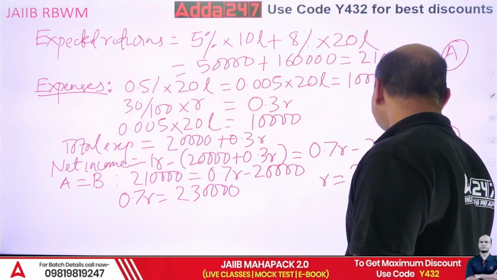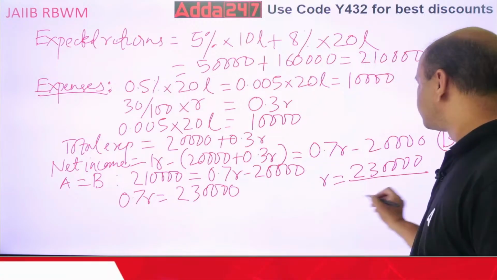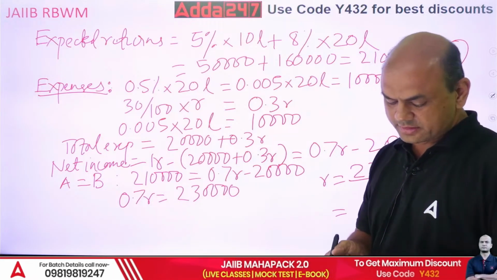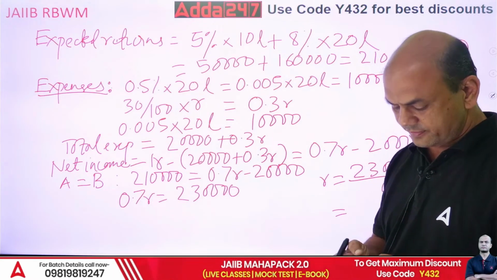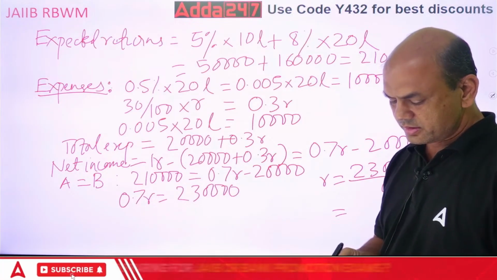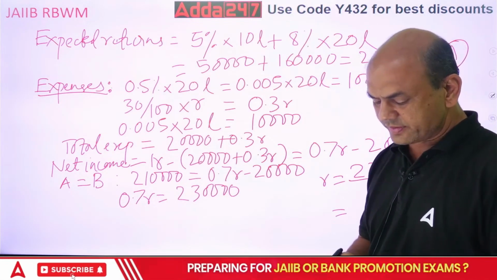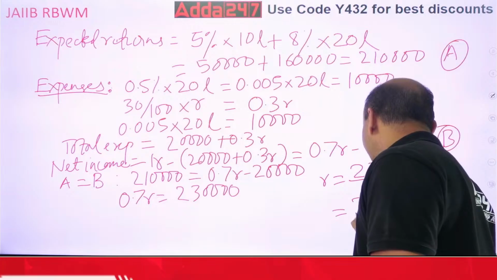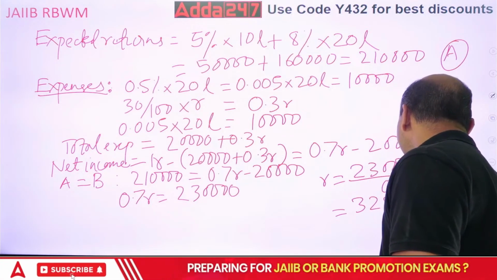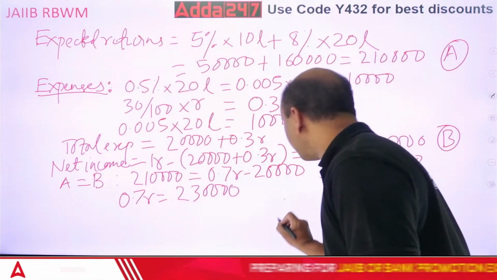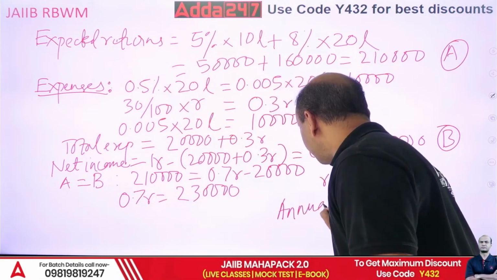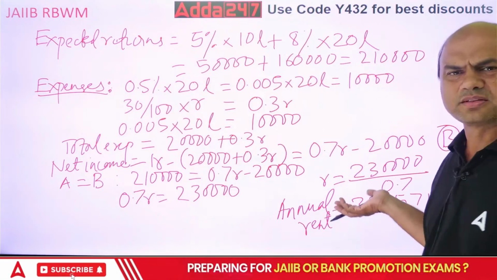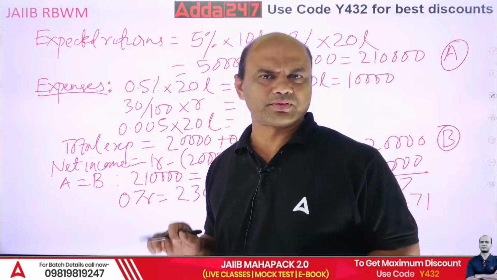2,30,000 divided by 0.7. So what is the answer? Divide this. 2,30,000 divided by 0.7. So 3,28,571. This is annual rent. Kindly note, I am expecting this much as annual rent. If I want monthly, then divide this by 12.